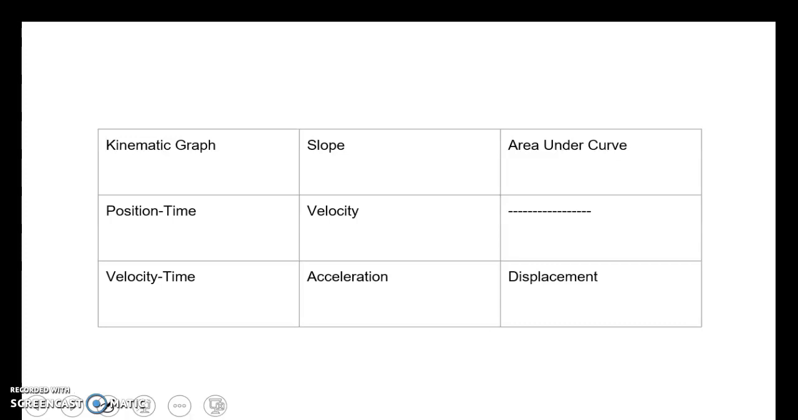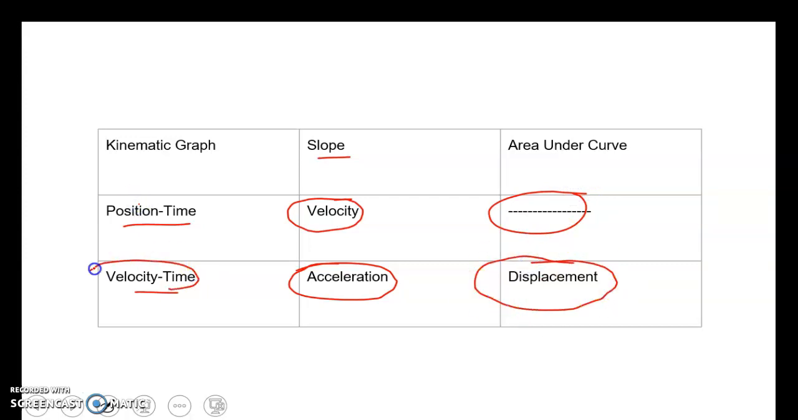Last thing, I put a little thing together here that talks about these two graphs that we just looked at, position time and velocity time. Understand, the slope of position time is velocity. The slope of velocity time is acceleration. No area under the curve for position time, but area under the curve for velocity time will tell us the displacement. So graphs can tell us a lot, and we will do some practice with those on the next assignments.